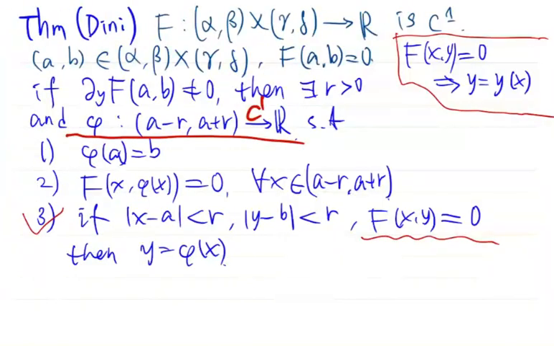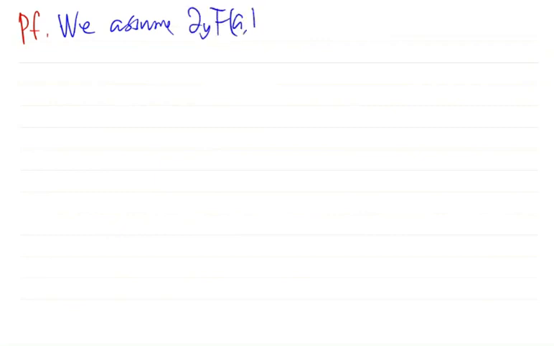Proof. Our assumption is that this partial derivative of capital F with respect to y at the point (a, b) is not zero. Without loss of generality, we can assume that it is positive. The case that it is negative can be proved similarly.